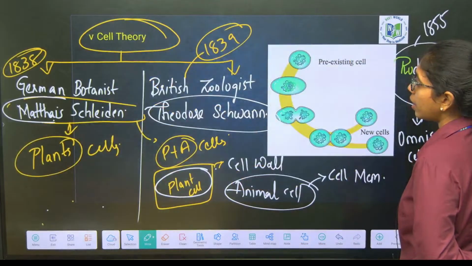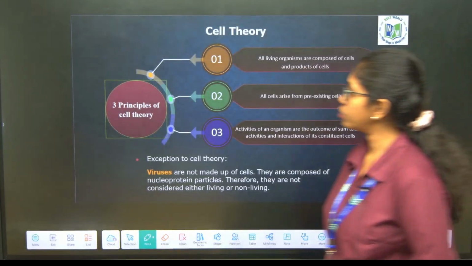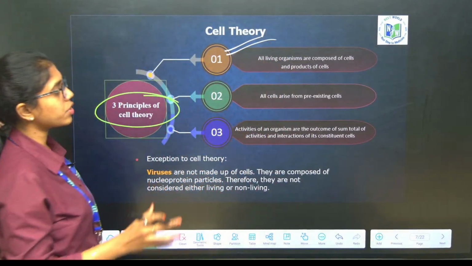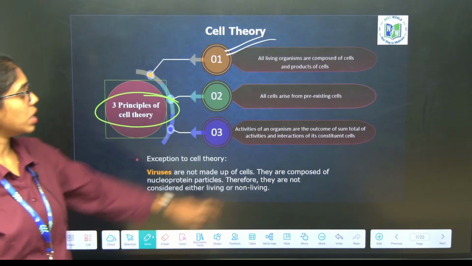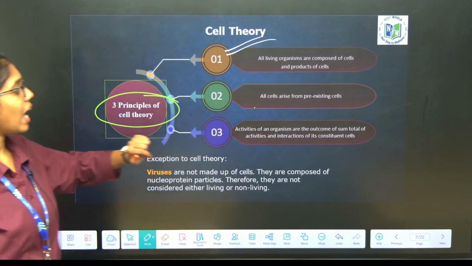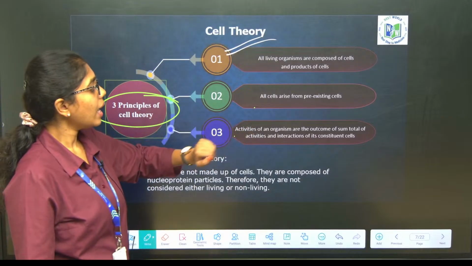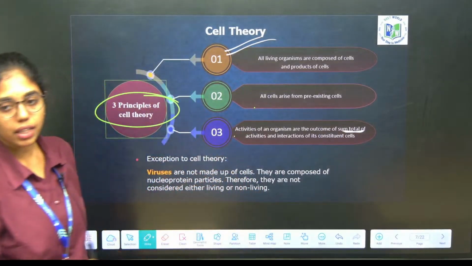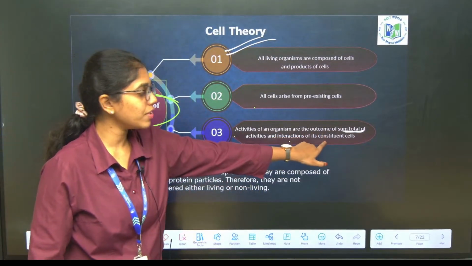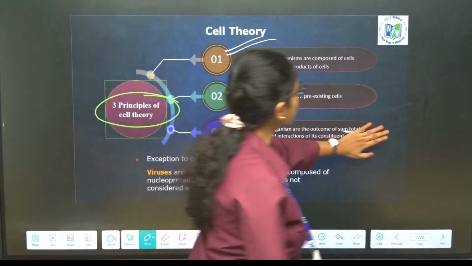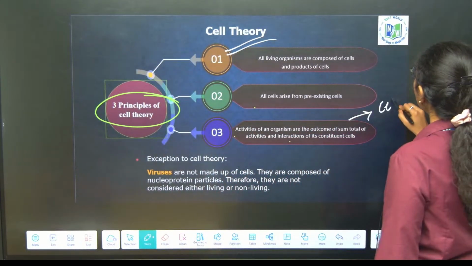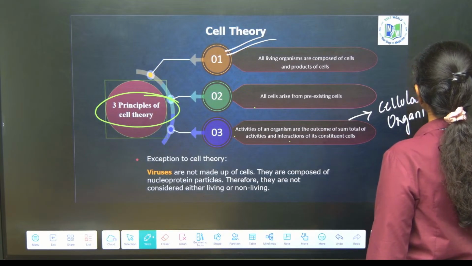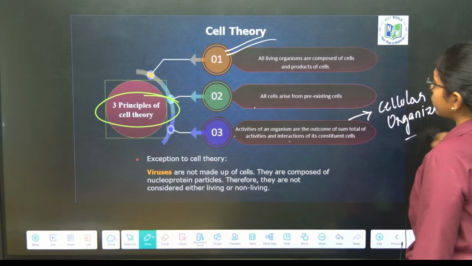Clear now? So cell theory is clear to us. So what are the three principles of cell theory? First, all living organisms are composed of cells and products of cells. Point number 2, all cells are from pre-existing cells. Third, activities of an organism are the outcome of the sum total of activities and interactions of its constituent cells. This point we have learnt. We have also learnt it under cellular organization in our chapter, Diversity of the Living World.